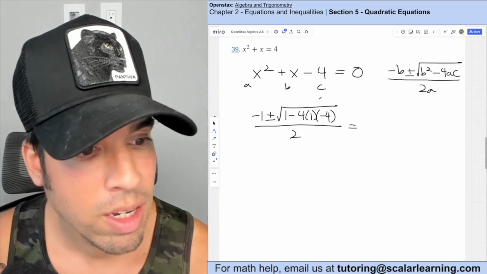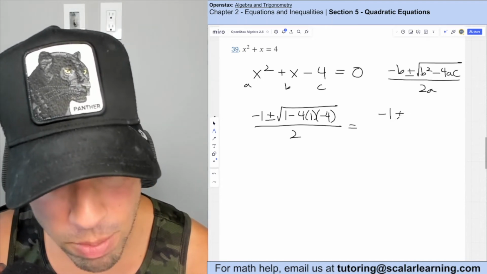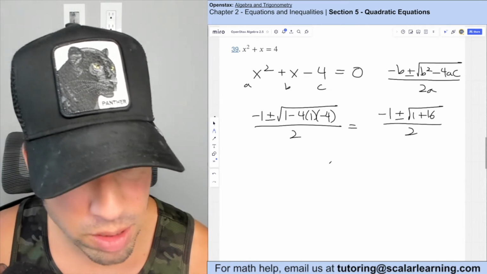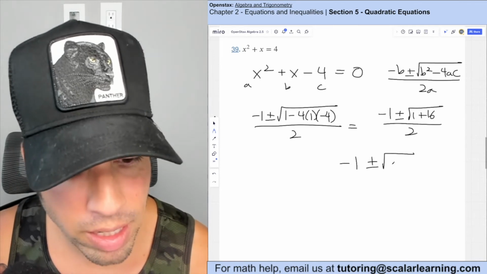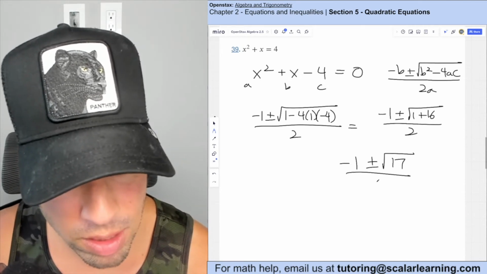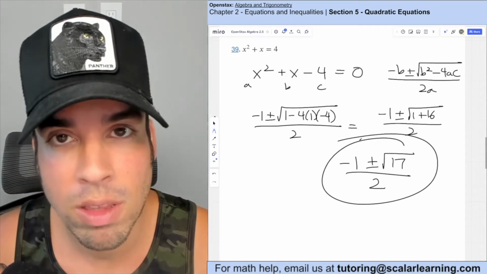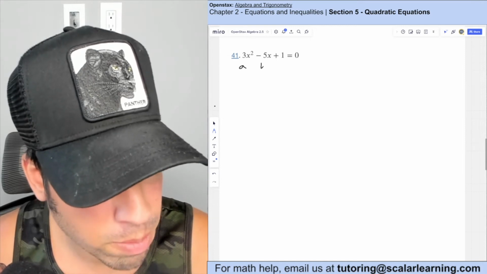So that becomes a plus 16. So it's negative 1 plus or minus the square root of 1 plus 16, over 2. 1 plus 16 is 17. So my solutions here are negative 1 plus or minus the square root of 17 over 2. That's 2 solutions because of the plus or minus. Boom, done.